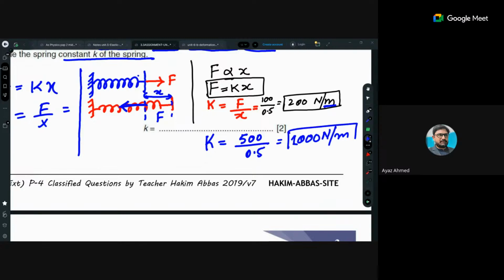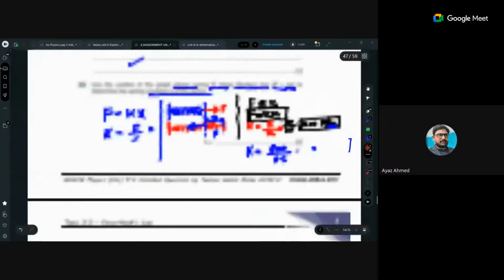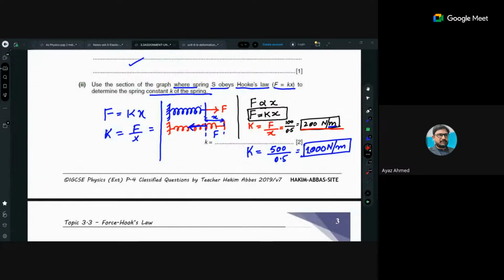Got it? So K tells us about the stiffness of the spring. If we have a greater value of K, the spring will be more stiff or harder. And if the value of K is less, the spring will be soft. Okay, is this clear now? Yes, sir.